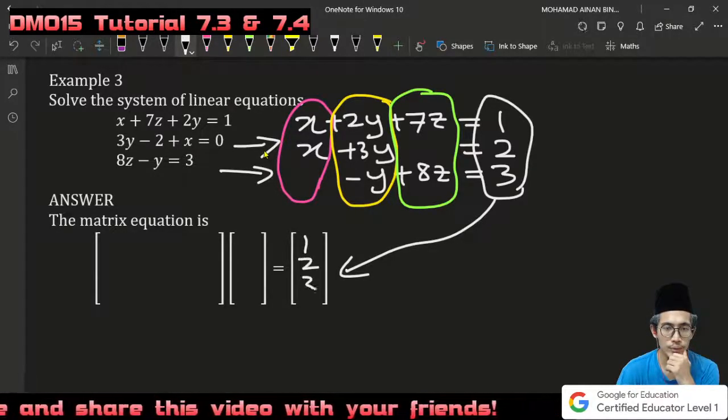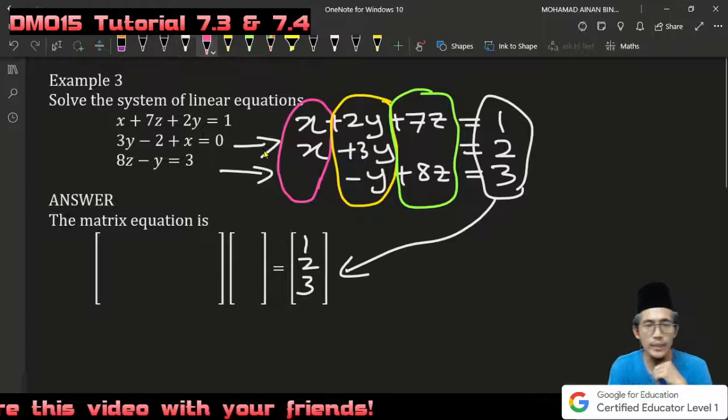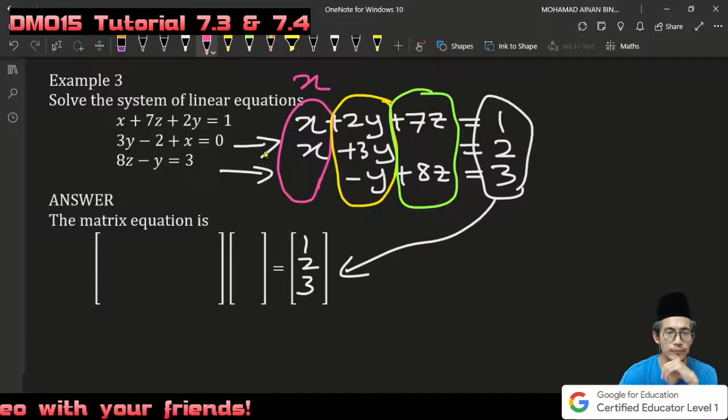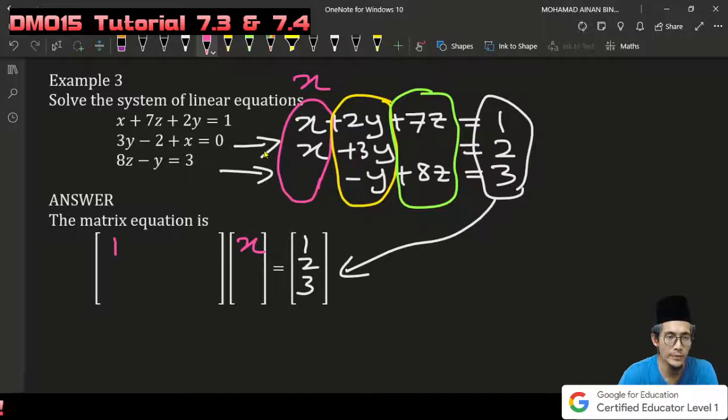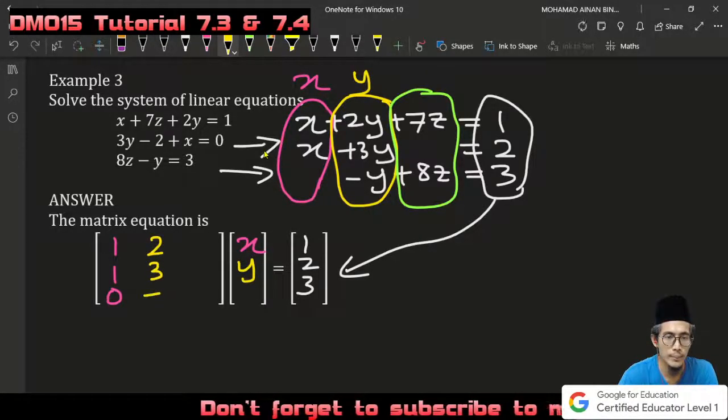1, 2, 3. And then we write the first column. The first column is the column for X, so the numbers are 1, 1, 0. The second column is the variable for Y, and the numbers are 2, 3, minus 1.